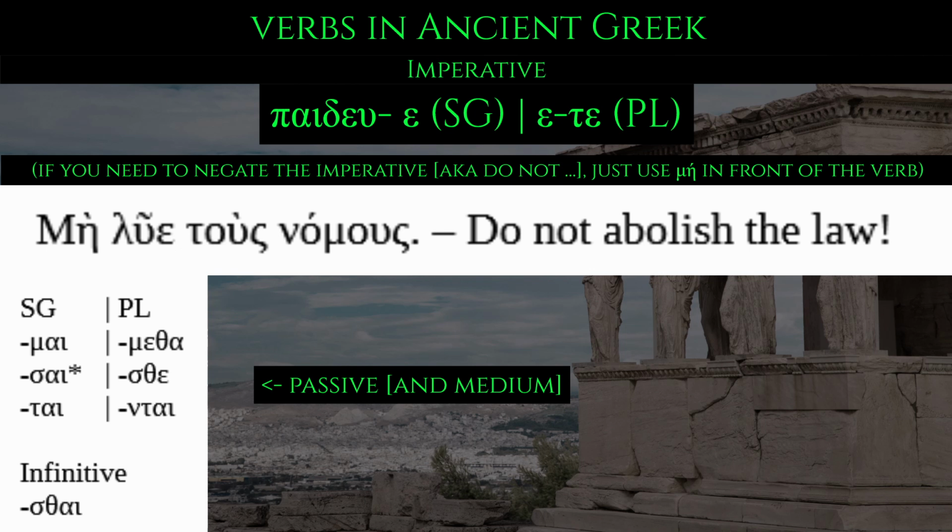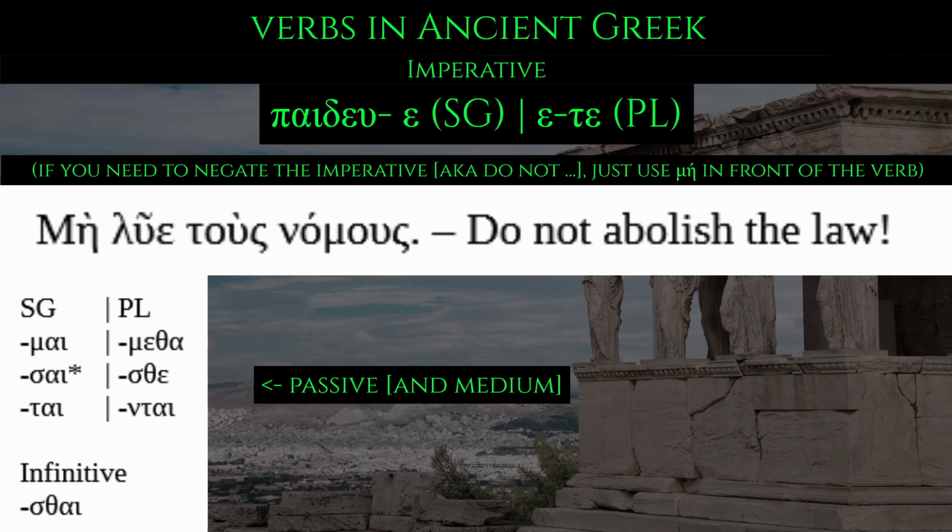Next, let's look at the passive as well as the middle in the indicative present. Here we are just looking at the endings. -mai, -sai. We will get to this form in a moment because it is a bit special. -tai, -metha, -sthe, -ntai. And for the infinitive, -sthai.